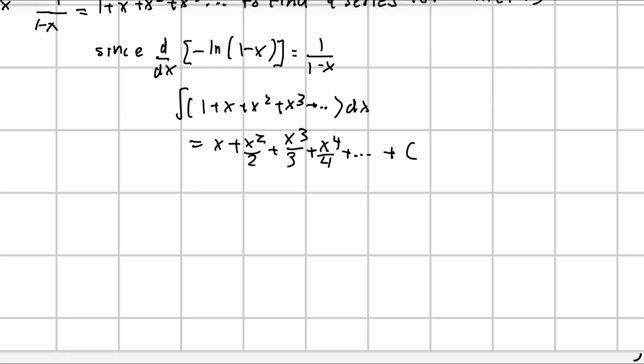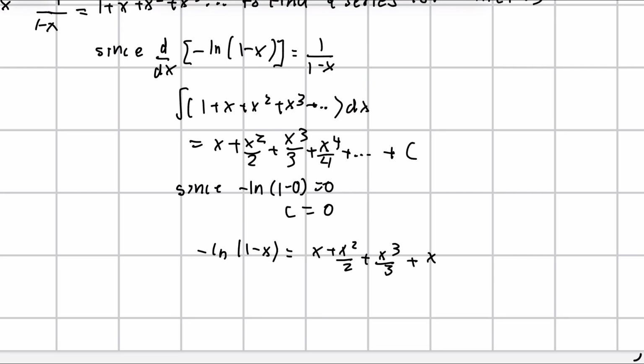And then 2 plus 1 giving us 3, 3 plus 1 giving us 4, and then we just divide all of that by the coefficient, right? So then here we have negative natural log, since we know that negative natural log of 1 minus 0 is equal to 0, we can say c is equal to 0. So then we have, in the end, negative natural log of 1 minus x is equal to x plus x squared over 2 plus x to the power of 3 over 3 plus x to the power of 4 over 4 plus dot dot dot.